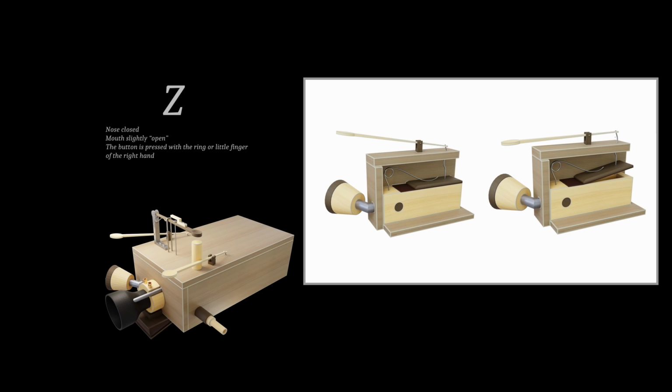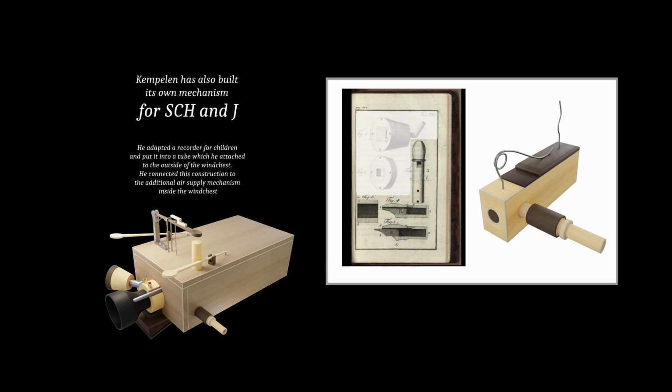Z: nose closed, mouth slightly open. The button is pressed with the ring or little finger of the right hand. Kempelen has also built its own mechanism for SCH and J. He adapted a recorder for children and put it into a tube on the outside.